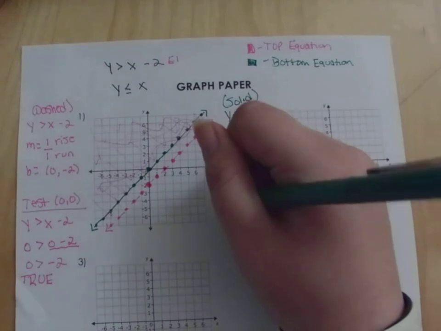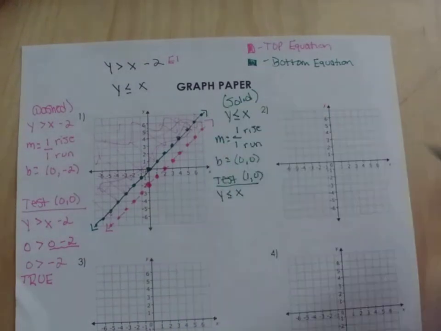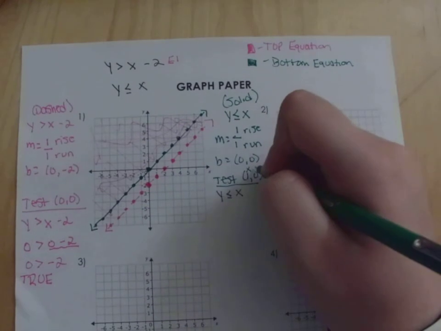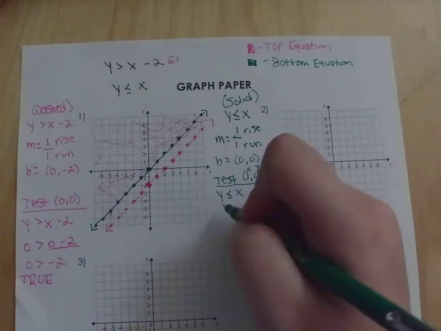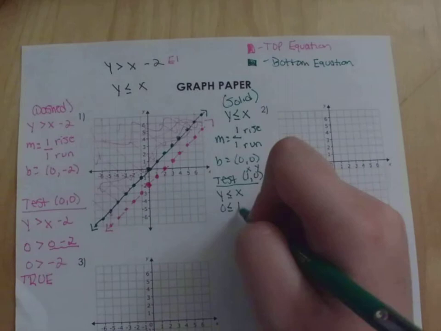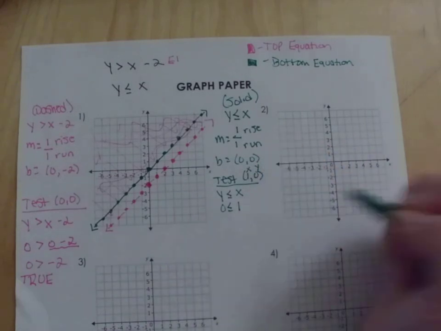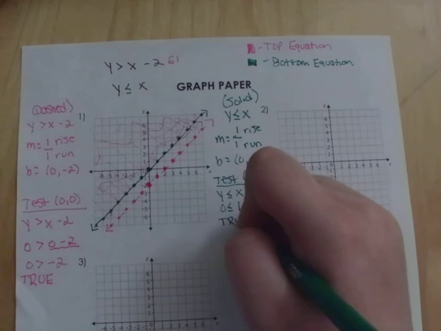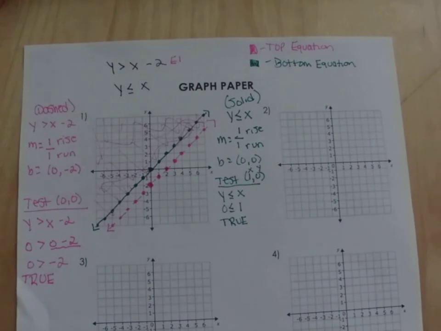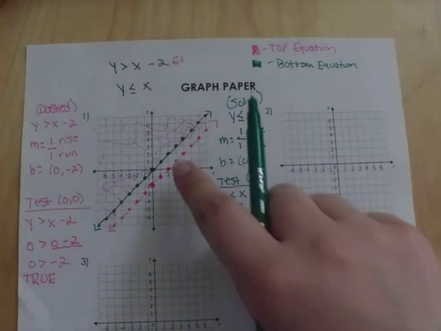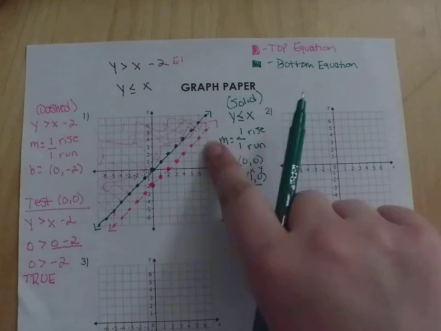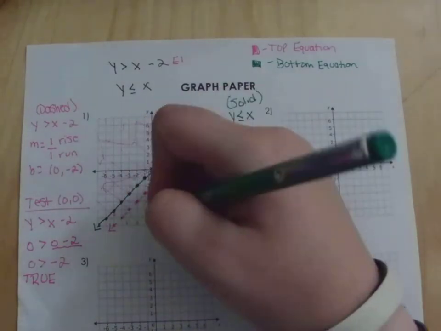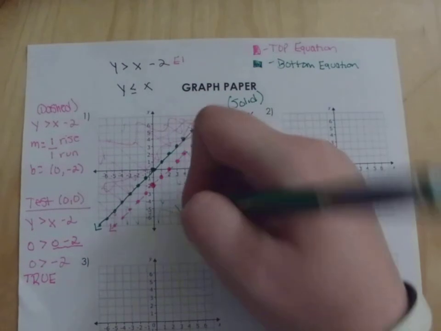So we want to bring down our equation here. y is less than or equal to x. And we want to substitute in. So in this case, 1 is x, 0 is y. So 0 is less than or equal to 1. And then we want to figure out, is this true or false? Well, yeah, 0 is less than 1, so that's true. So that means where that point is, 1, 0, that's the side of our graph that we want to shade. So we're going to color in on this side.